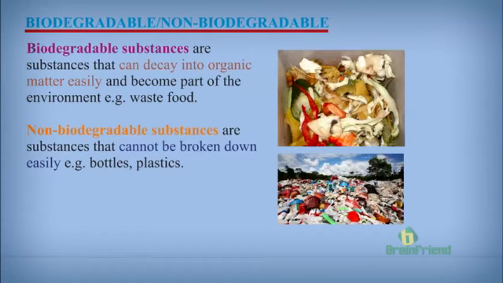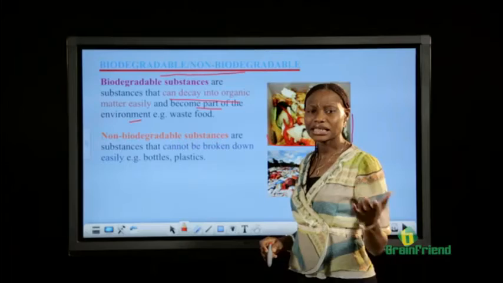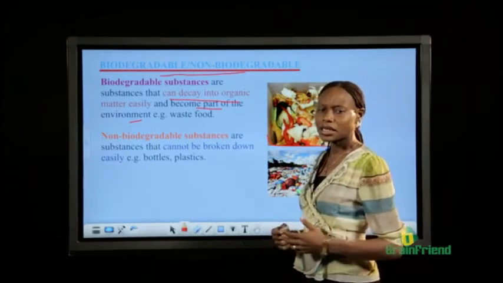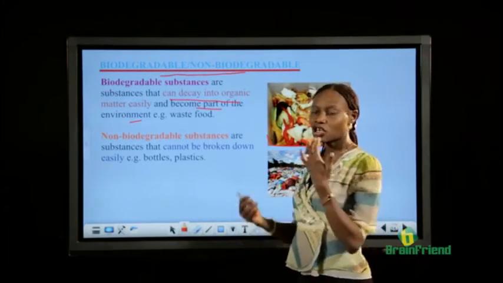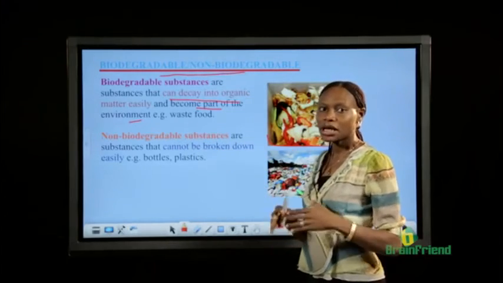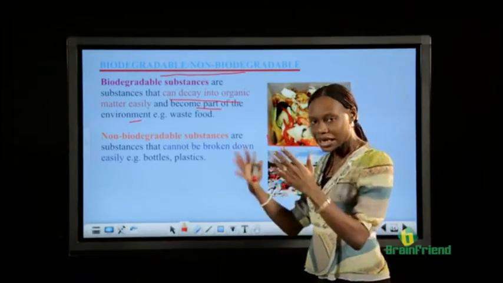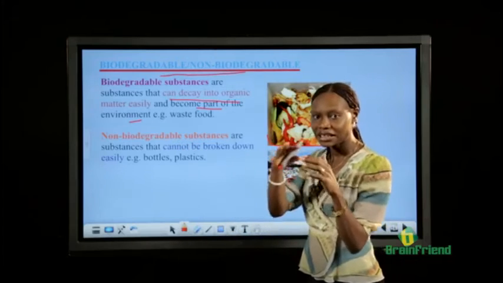Let's quickly talk about something before we continue with soil pollution. We'll be looking at biodegradable and non-biodegradable substances. What are biodegradable substances? These are substances that can decay easily and become part of the environment. For example, food waste. Another example, animal waste. Those are biodegradable substances because when poured on top of the soil, after a while, it decays. You no longer can find it there.